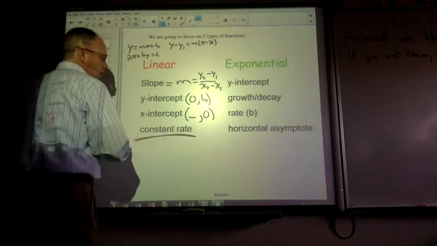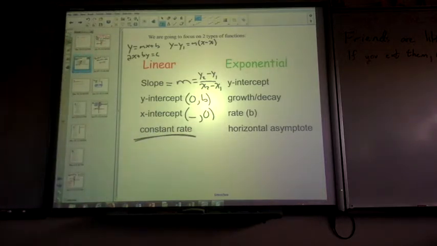So a linear equation, no matter what 2 points you pick, if you pick 2 points real close to each other, you get the same slope. On a linear equation, if you pick 2 points way far away from each other, you get the same slope. The slope stays the same on linear. Okay? Does that make sense how I said that?